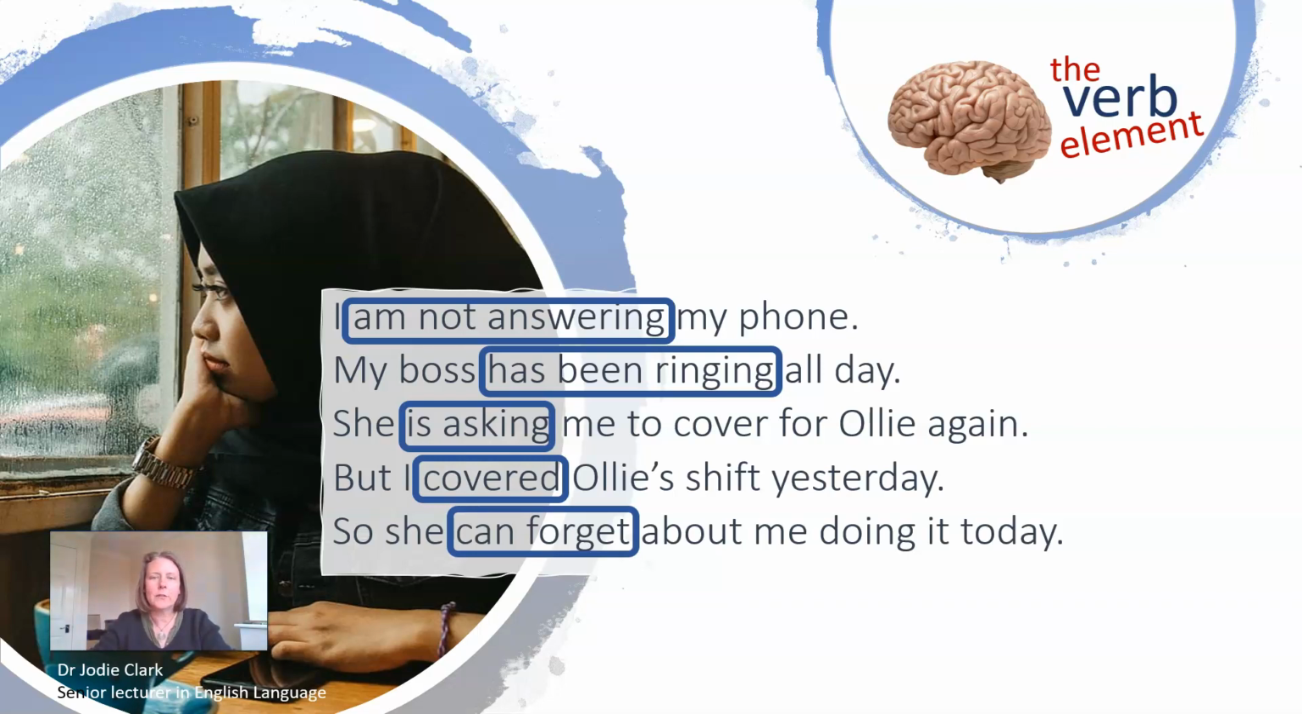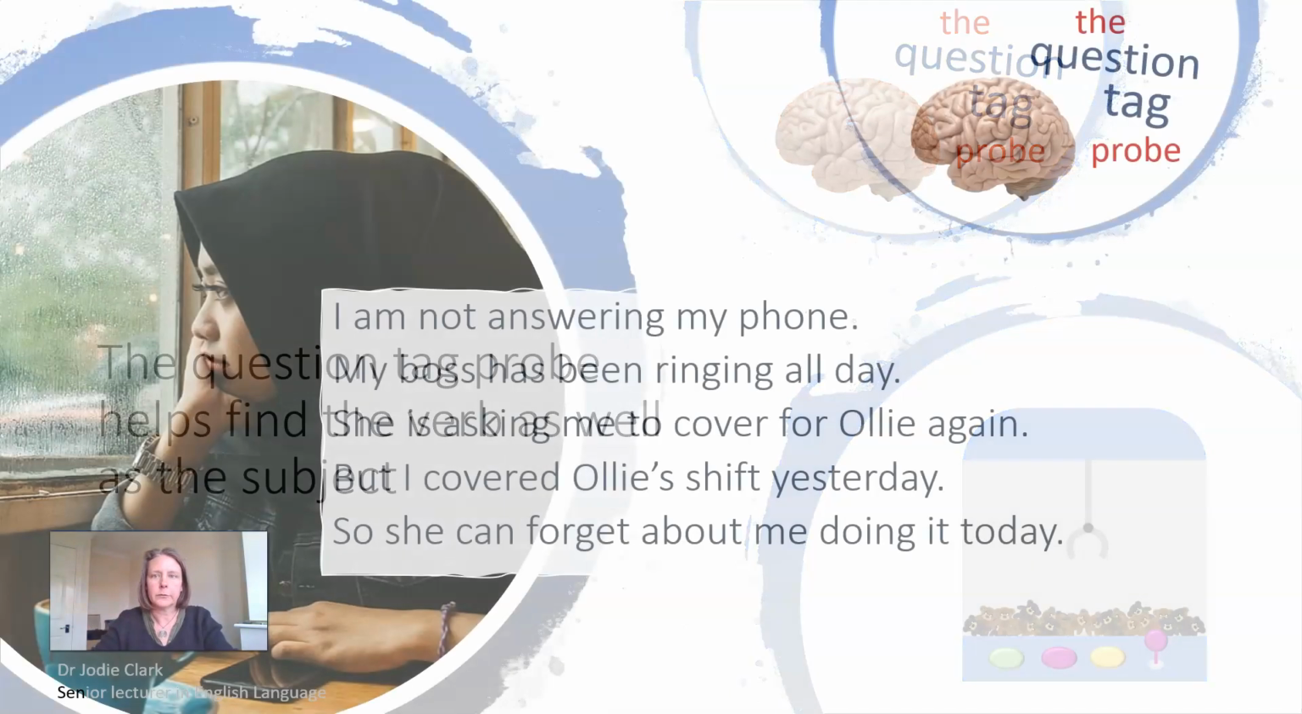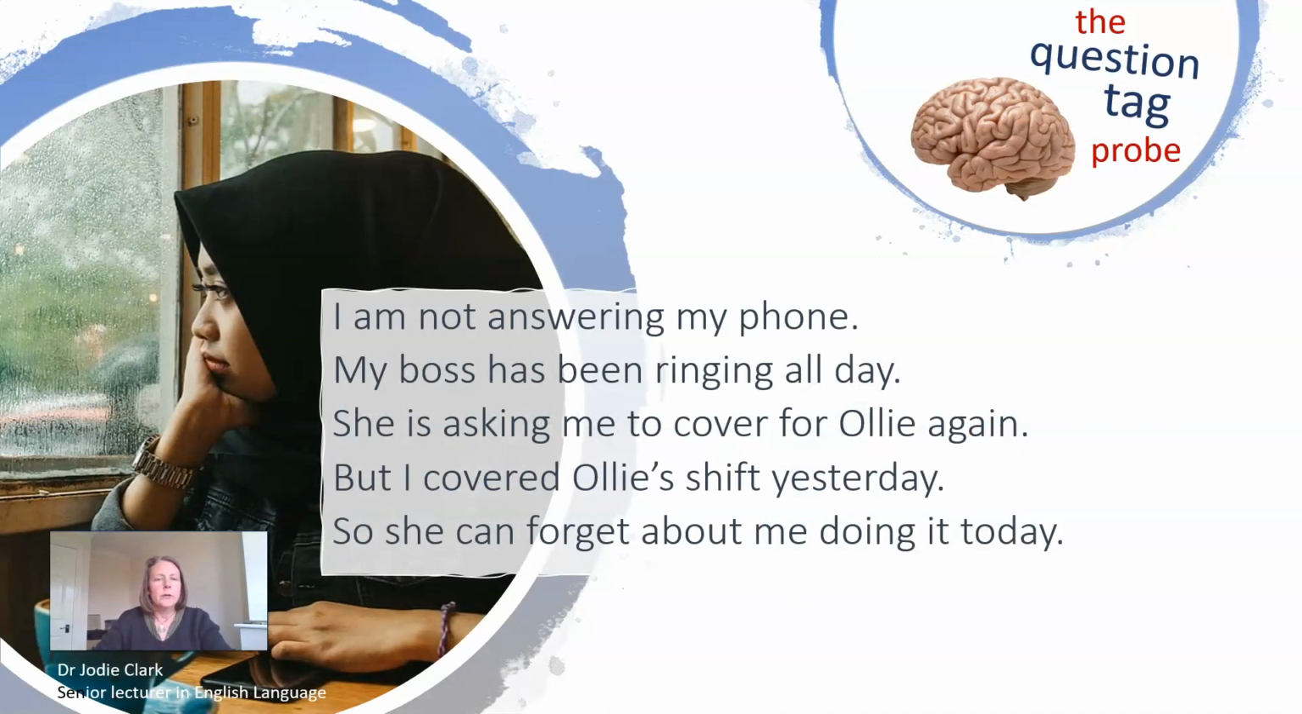So here's the thing. What happens when we want to actually find them, when we don't know the answer? Well, the beauty of the question tag probe is that you can use it to find the verb as well as the subject. So the question tag probe works brilliantly for both. So what we want to do now is come up with a question tag for each of those clauses in this little story.